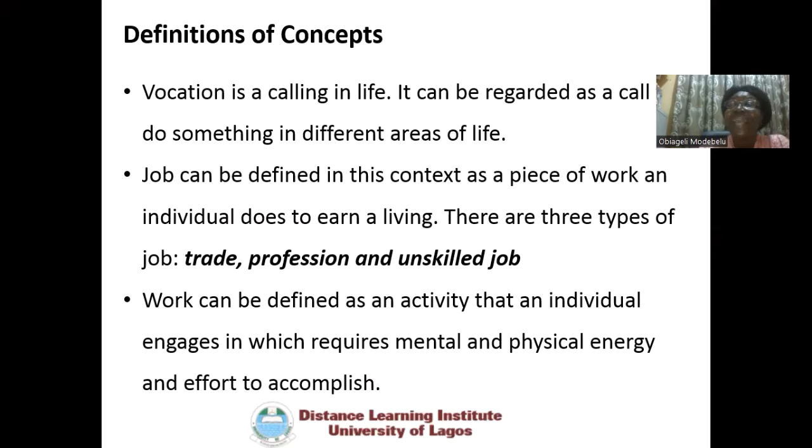And then we have unskilled job. This one doesn't need any form of training, whether apprenticeship or professional qualification. For example, when you have a house help at home, house help don't need to go to any apprenticeship or training, or a gardener. They just watch people do it and they begin to do it, and that's it. So these are the three types of job: trade, profession, and unskilled job.